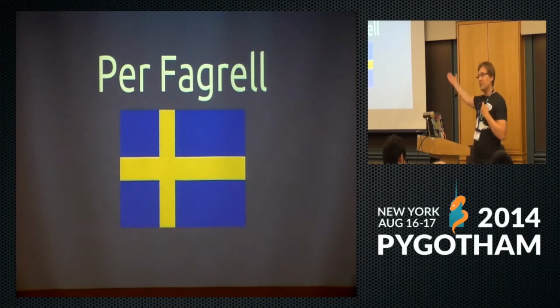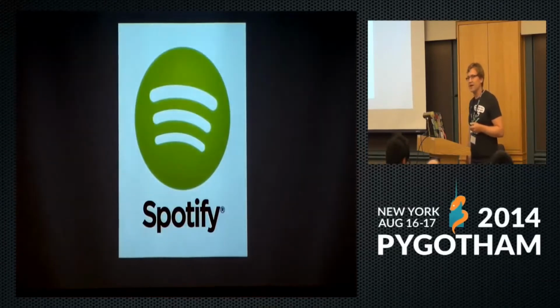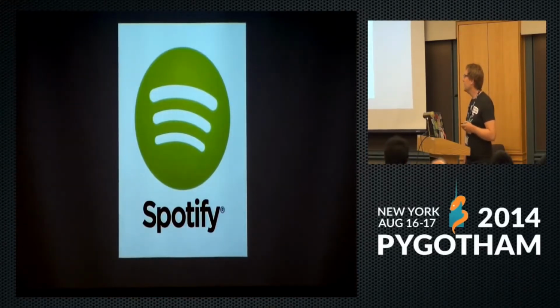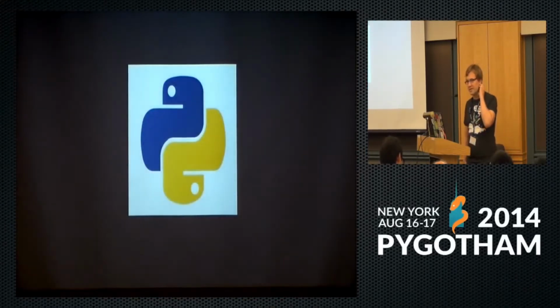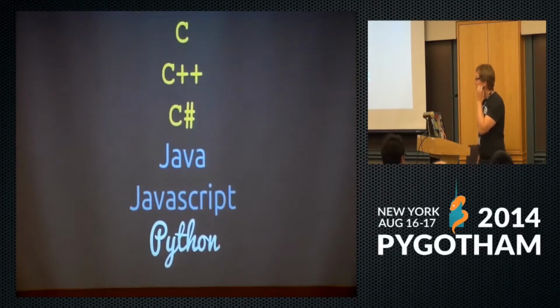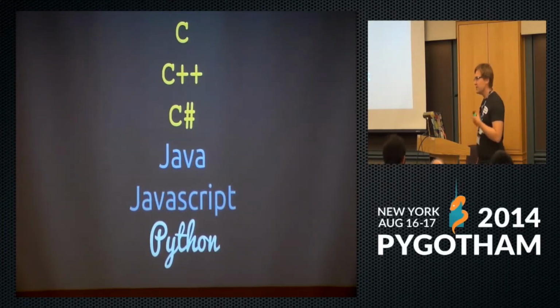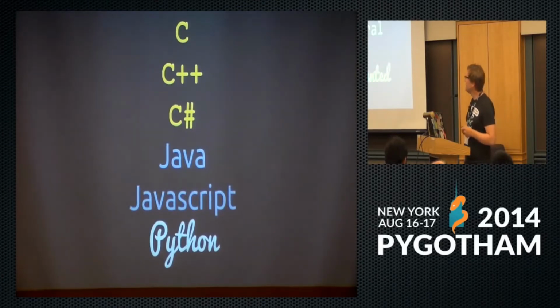So as I said, my name is Per Fagrell. I come from Sweden. I live in Stockholm right now. And I work at Spotify as a backend engineer. I've been using Python for the last 6 years, and I love it. But before that, I've used a number of different languages in my professional career, and as relates to this, I've done object-oriented design in all of these languages. So I've seen it from a bunch of different angles and a lot of different environments.